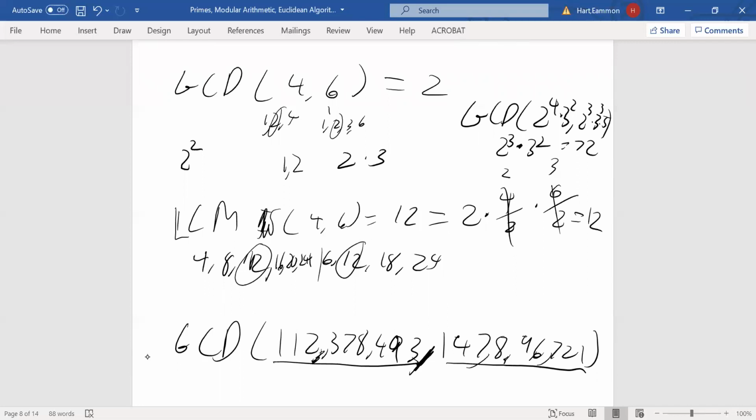So I do listing out the divisors: 1, 2, and 4, and 1, 2, 3, and 6. So that gives me 2 as the greatest common divisor. The only common divisors are 1 and 2.